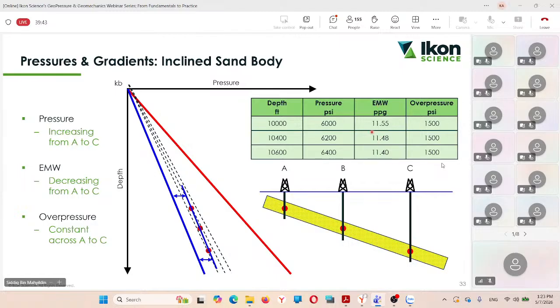The key reason is that although the pressure is increasing, it's not increasing as fast as the depth, because all these three points are within the same connected sand body. So the overpressure stays constant across A to C, but the equivalent mud weight is different. You can see over here we have a straight line of the overpressure, and if we compare with the hydrostatic, it stays constant throughout. That is suggesting that the pressure regime is connected to one another. It's just that they are with a decreasing gradient, basically.